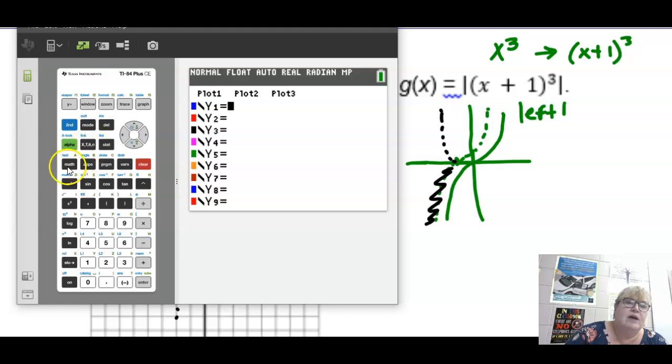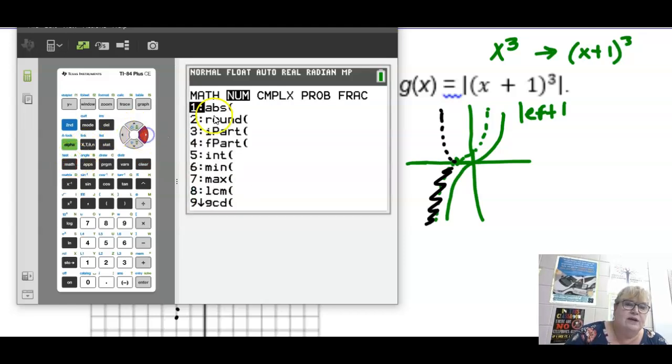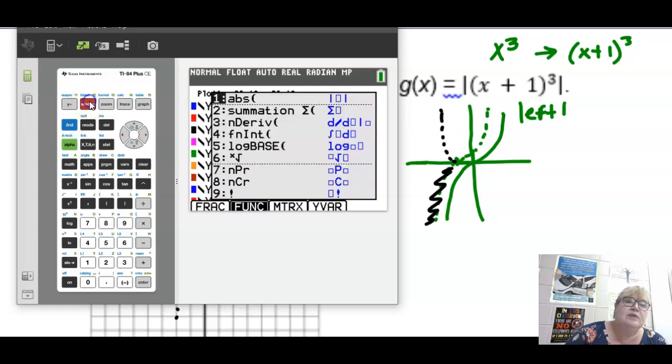Absolute value is under math, and arrow to the right once. It is ABS, absolute value. I believe there's also a shortcut up here maybe. Yeah, if you go alpha window, it's choice 1 brings up the absolute value.